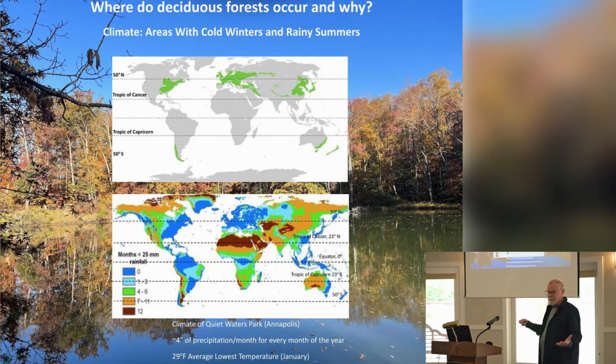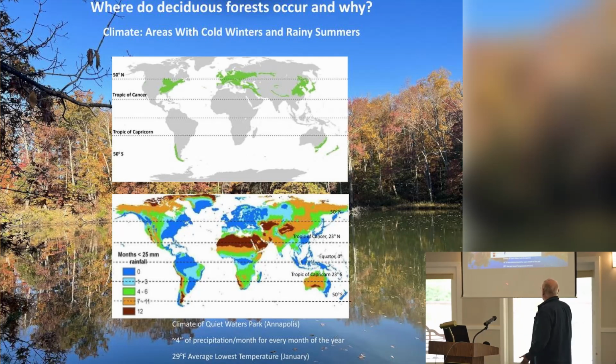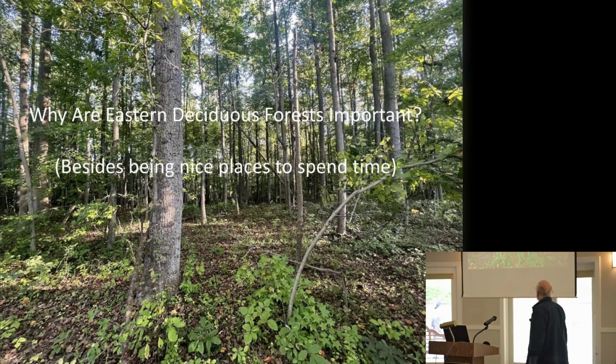Quiet Waters Park is a classic example. We get about 4 inches of precipitation every month of the year. It can vary from year to year. Some years we'll get 2 inches and some 9 in a particular month. And the average low temperature in January is 29 degrees. It's below freezing. This is a temperature where the plants really can't take in food, and either they have to go dormant, like some of our evergreen trees do, or they lose their leaves and don't worry about it until the weather gets better.